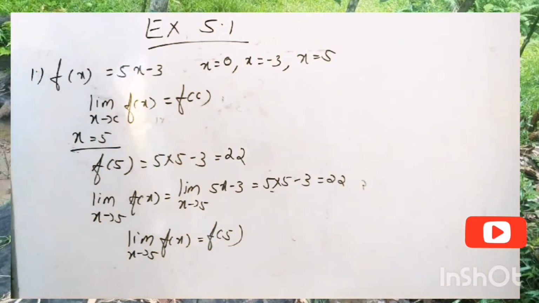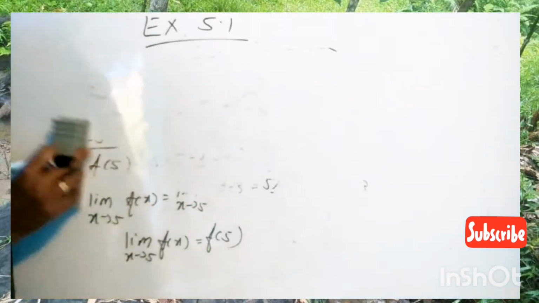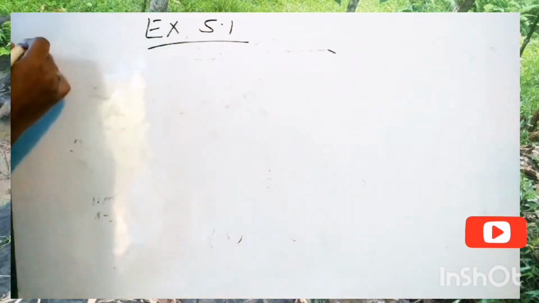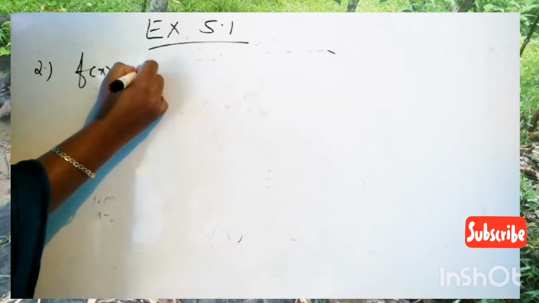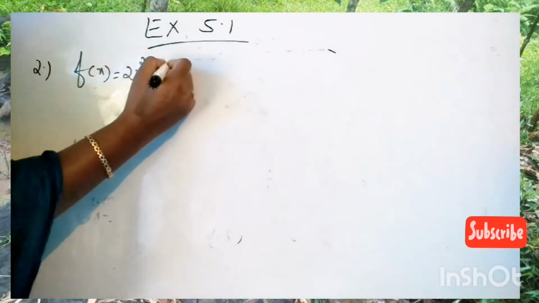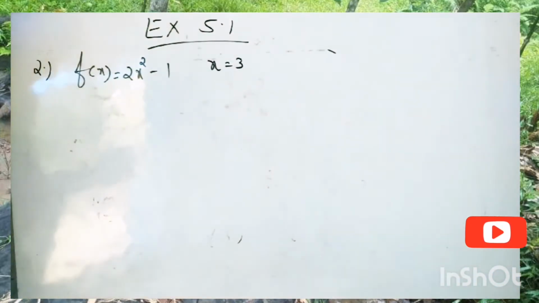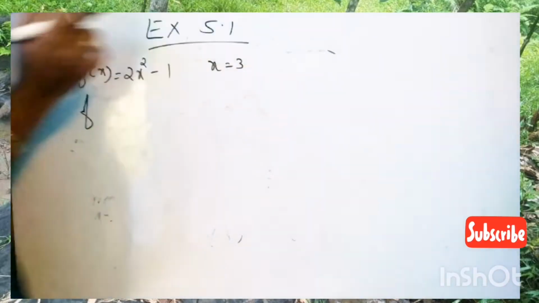Okay, now the second question: examine the continuity of the function f of x is equal to 2x square minus 1 at x is equal to 3. So the value of c here is 3.